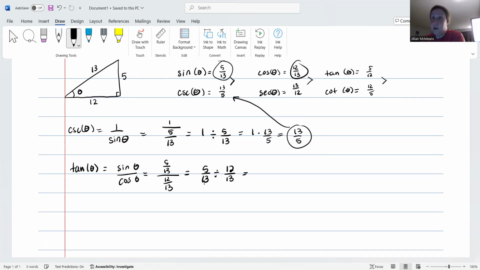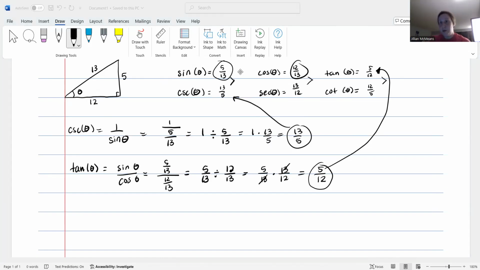And again, if you know anything about fractions, when you're dividing fractions, you multiply the first by the reciprocal of the second. So this becomes 5/13 times 13/12. Well, 13s cancel, leaving us with 5/12, which is exactly what we got for tangent. Okay, so we're seeing more and more relationships between the angle theta and these ratios of sides. Okay, so let's go back to the worksheet.